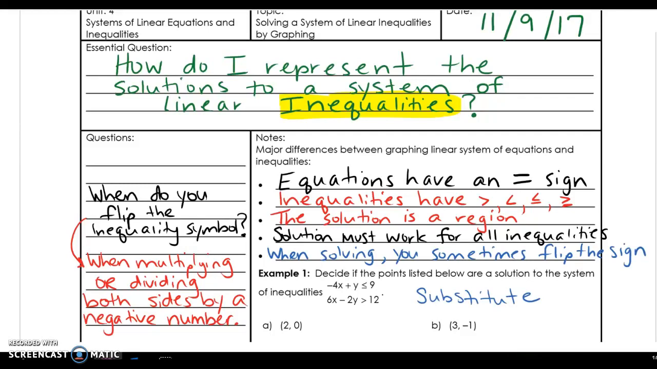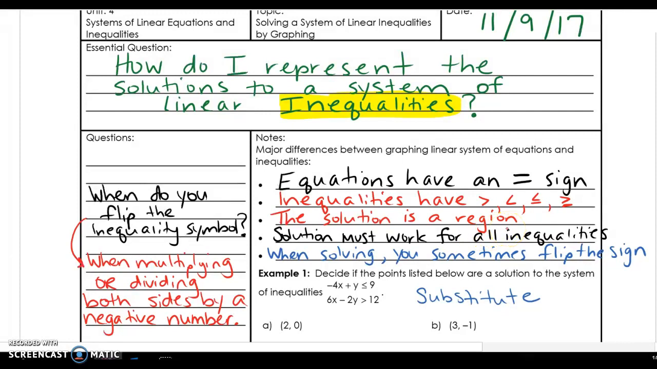We're looking at how to represent the solution to a system of inequalities. An inequality is different from an equation. It has a less than or greater than symbol, less than or equal to, greater than or equal to symbol. Instead of having just a point of intersection, it has a whole region of the coordinate plane that intersects and overlaps another region of the coordinate plane, and that represents the solution region.